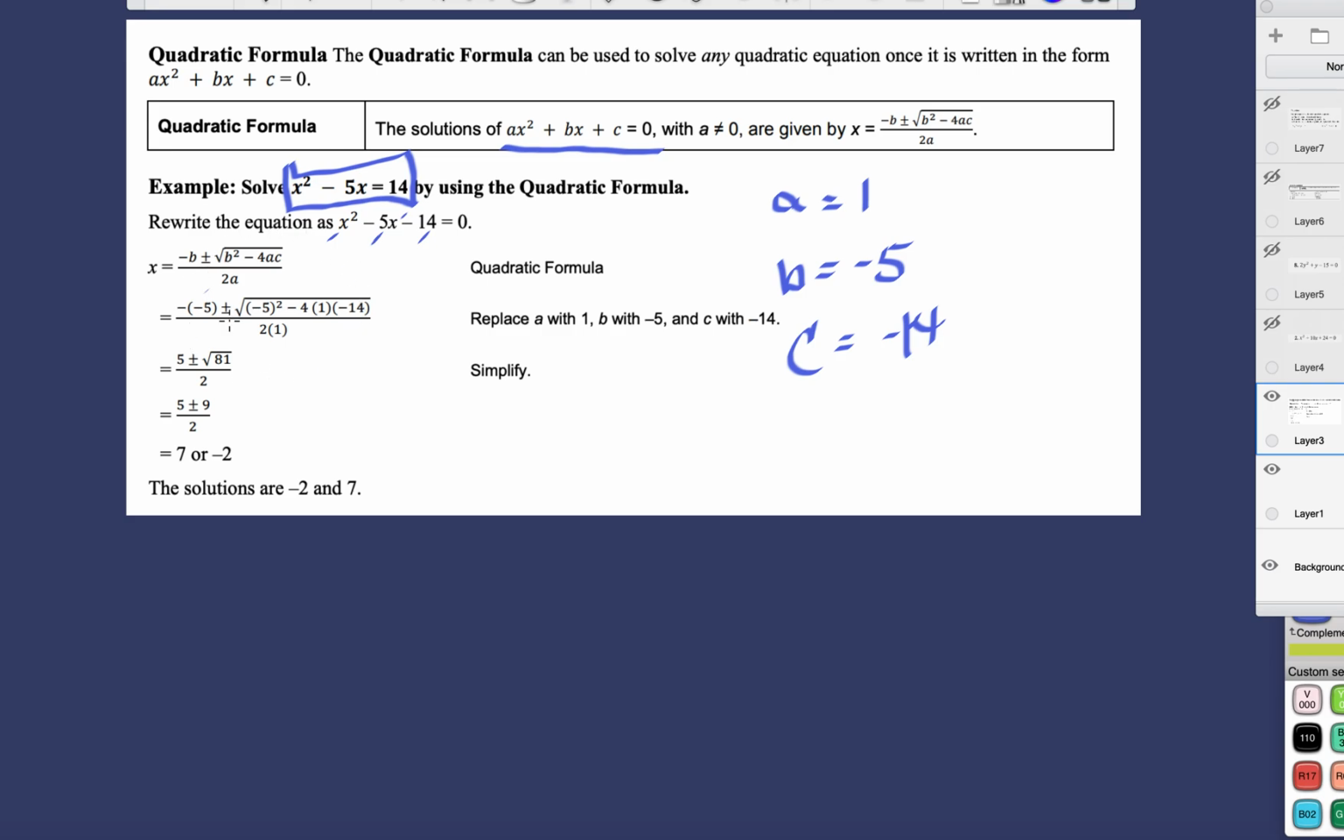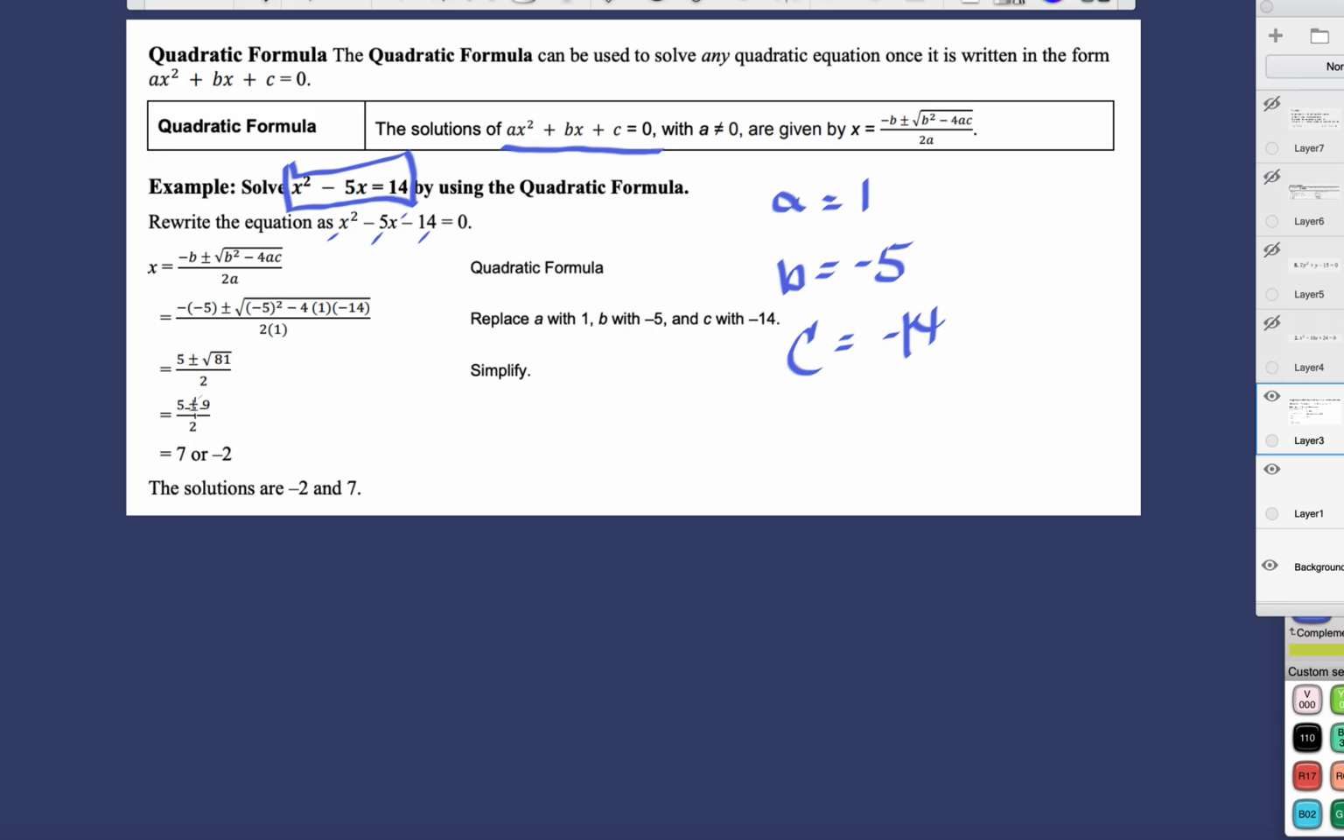Then you just put all this stuff into this annoying formula that you guys are going to hate so much. But if you can get used to this and you can use your calculators to solve this, then you're going to have a really easy time. We put all this information in, and we get 5 plus or minus the square root of 81 divided by 2. Remember, we can get a positive 9 or a negative 9, because negative 9 squared is 81 and positive 9 squared is 81. So we have to solve for both of those values.